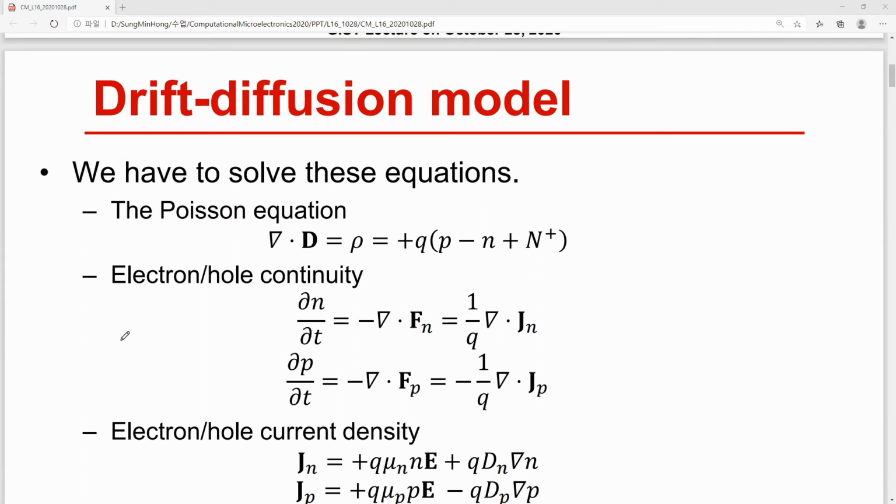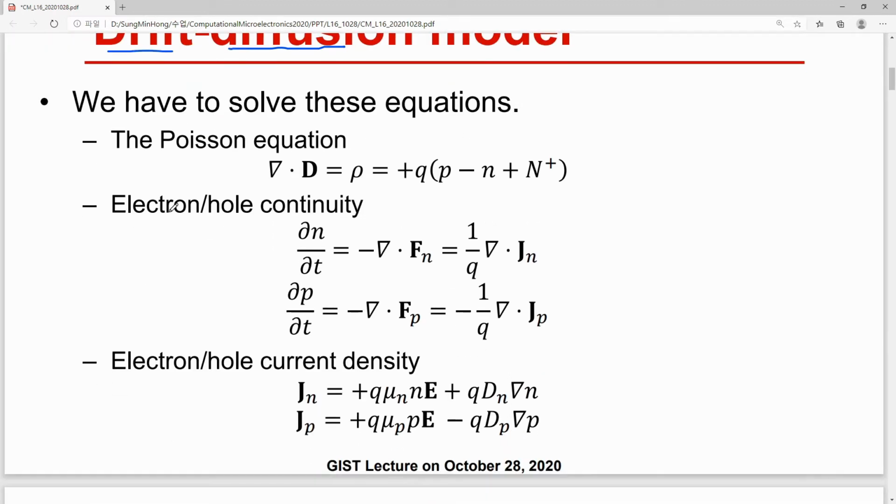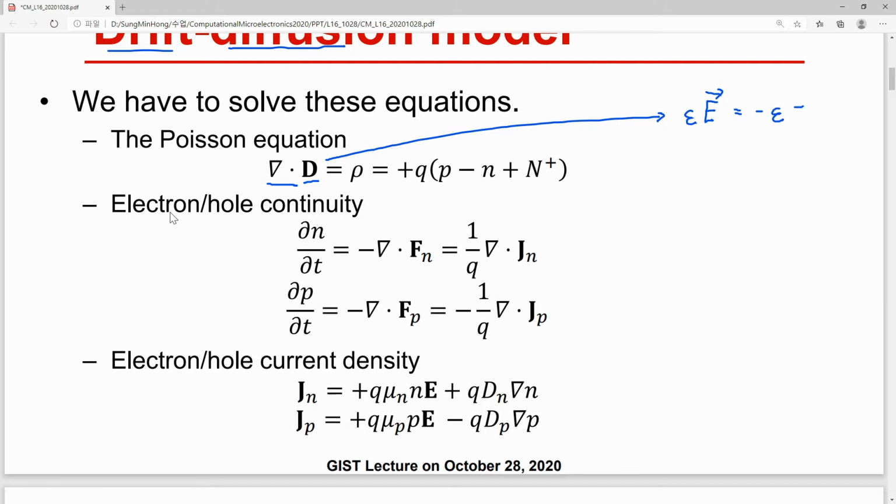So now we have the drift-diffusion model. We have to solve these 5 equations. The first one is the Poisson equation. Here, the divergence of the displacement vector can be written as permittivity multiplied by electric field. Once again, by adopting the electrostatic approximation, we can express it as the gradient of our electrostatic potential.